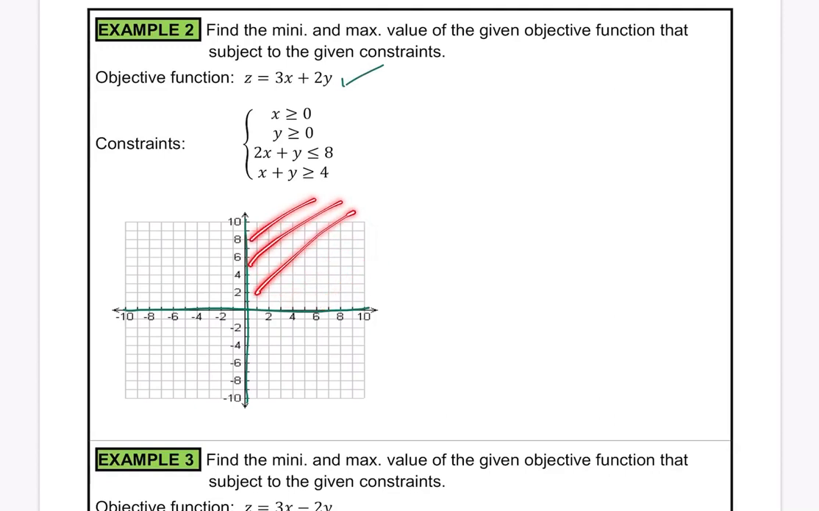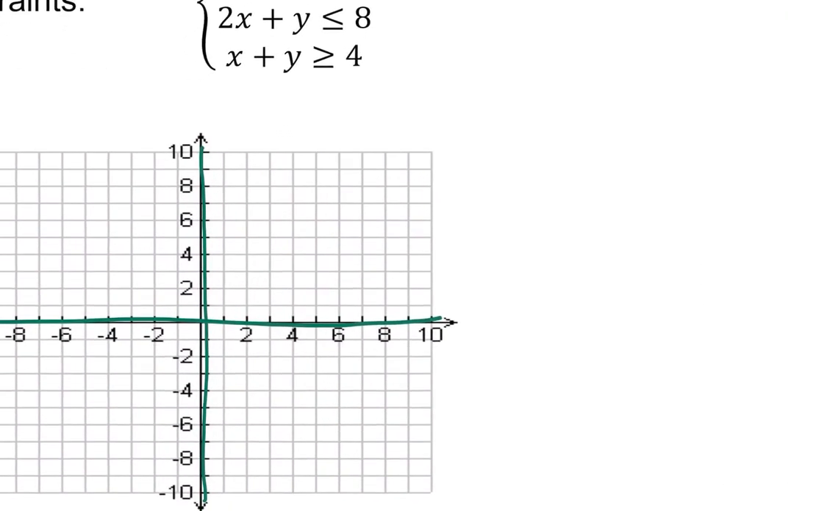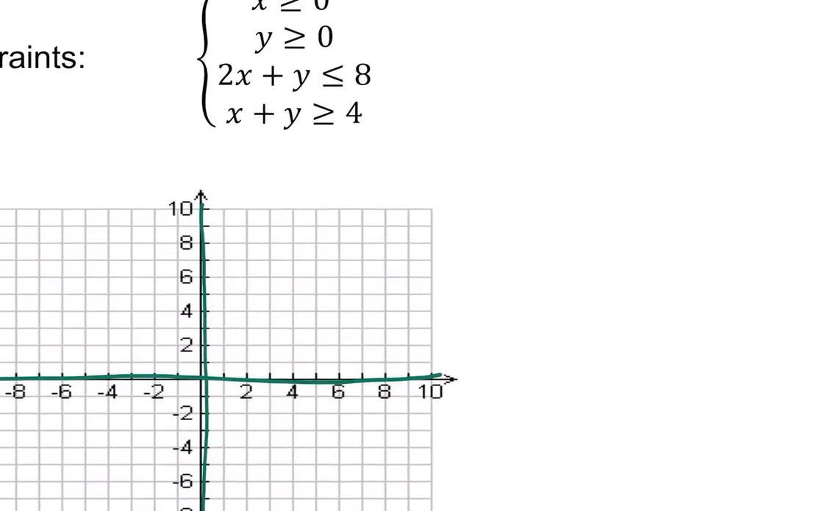This right here is what we call the first quadrant. And now let's take a look at the other constraints. 2x plus y, the good news is y is positive. 2x plus y has to be less than or equal to 8, and x plus y has to be greater than or equal to 4. So what would that mean in our case? Let's try to graph this one.